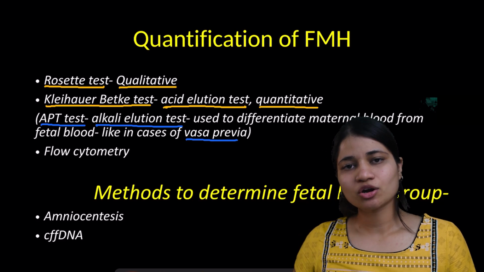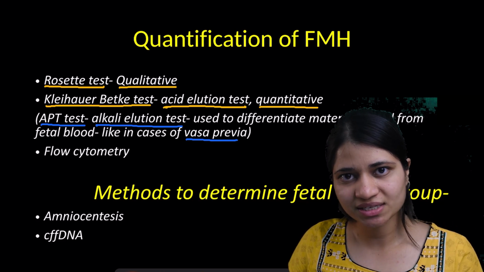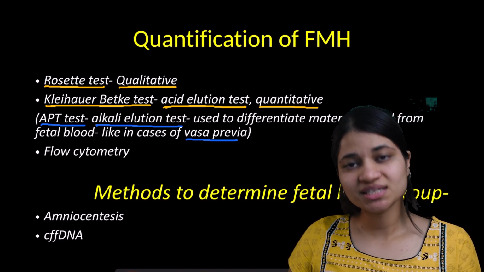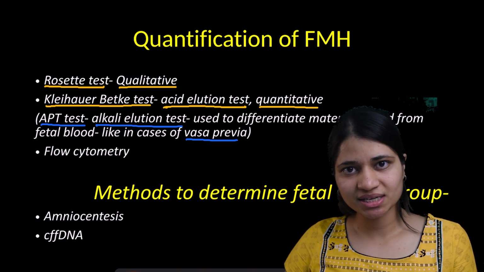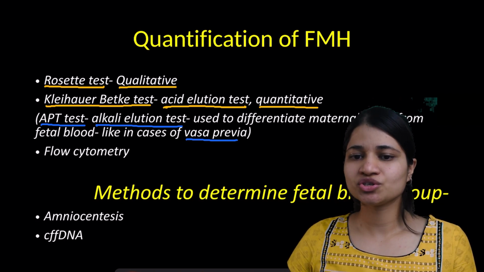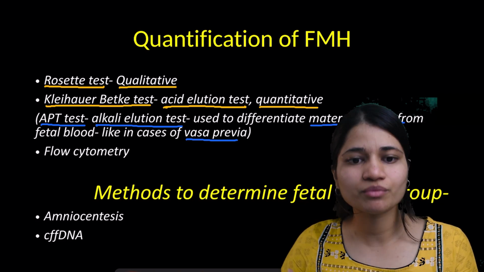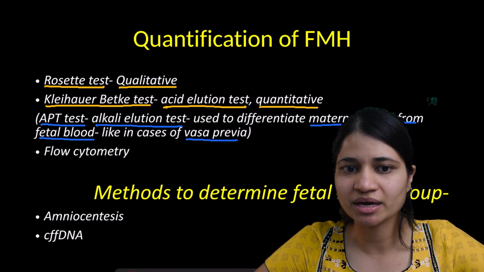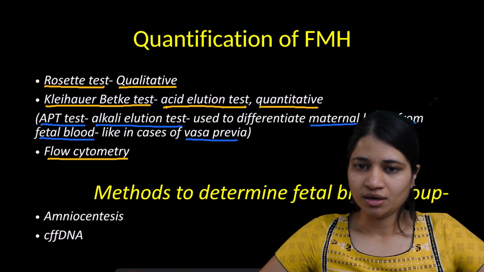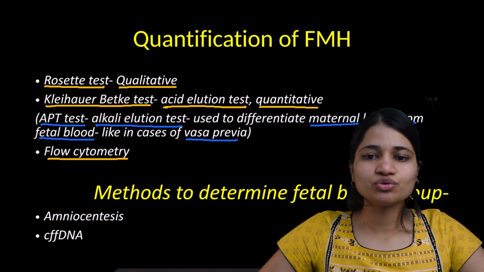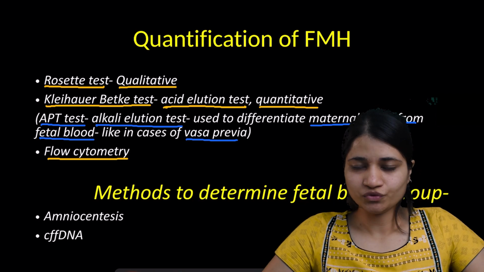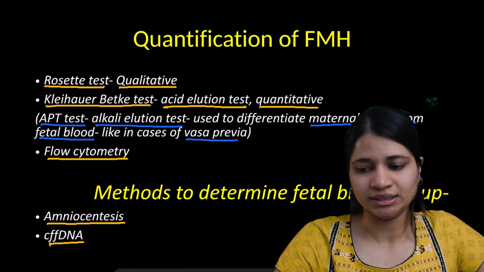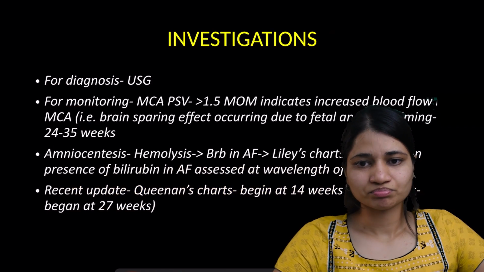So what did we say? That Kleihauer-Betke test is a quantitative test, which is an acid elution test used to differentiate maternal RBCs from fetal RBCs, whereas the APT test is an alkali elution test, which is used to differentiate maternal blood from fetal blood. And the third method of quantification of feto-maternal hemorrhage is by the use of flow cytometry. Also, let's discuss what are the techniques to determine the fetal blood group. First of all, we can diagnose it by amniocentesis, and secondly by cell-free fetal DNA. We'll come to these details.